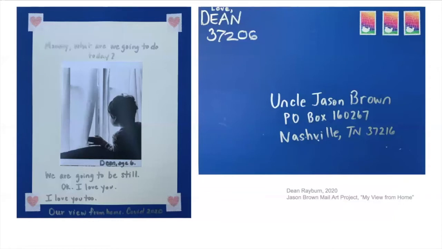Here's another one that went to the same guy, Jason Brown. And looks like it might have been from his nephew. This is about our view from home during COVID. It says, "Mommy, what are we going to do today?" "We are going to be still." "Okay, I love you. I love you too." And that's a picture of what it was like for Dean, who's 6 years old, to stay at home with his mommy inside every day. And he shared that with his uncle.